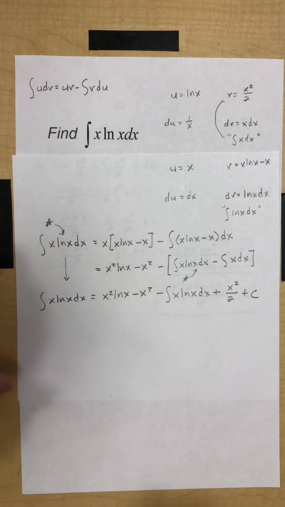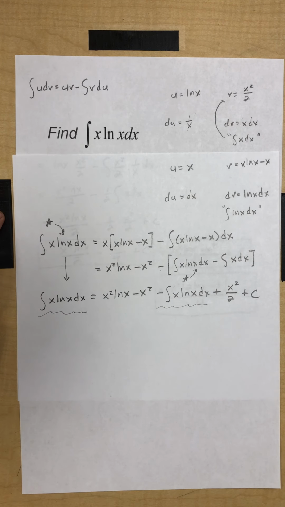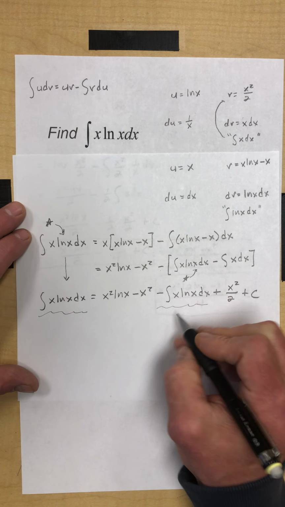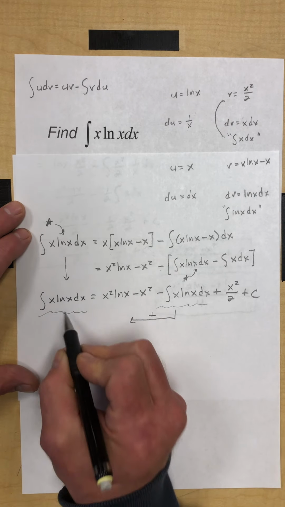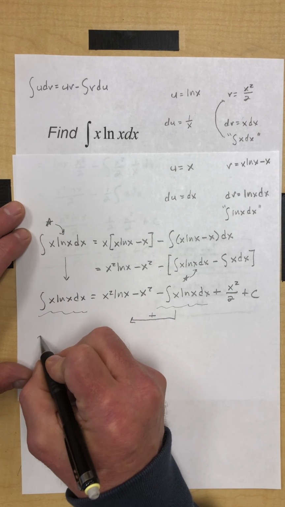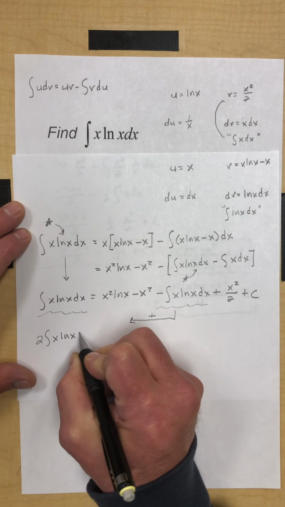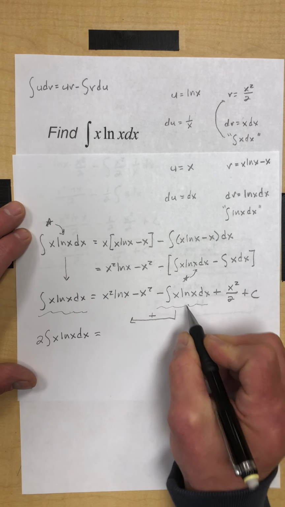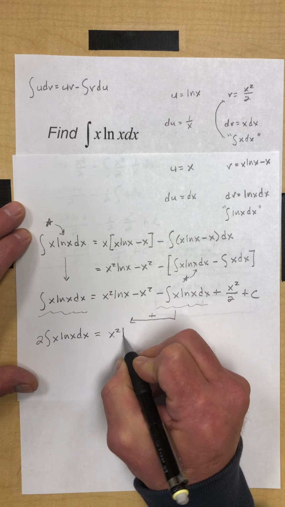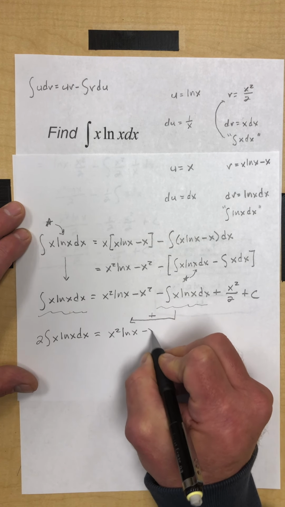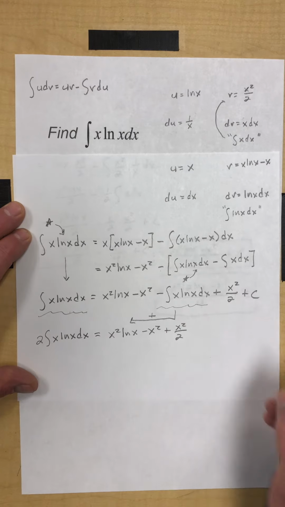All right, now, very cool. How about this guy? And how about this guy? Aren't they similar? So couldn't I bring this guy over and change it to plus and add it to this guy? So wouldn't that end up giving me 2 times the integral of x natural log of x dx? So that guy came over here. I'm left with this, x squared natural log of x minus x squared, I have this plus x squared over 2 plus this c.